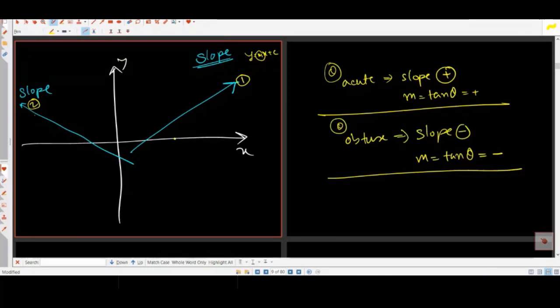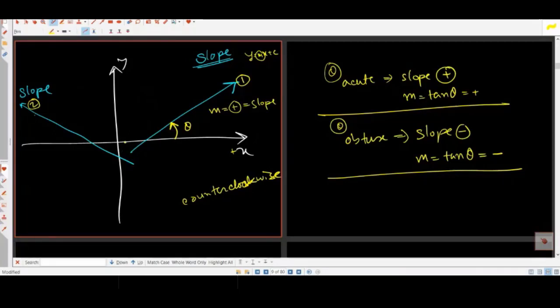So for the first line, let's draw an angle from the positive x-axis to the line. This is the positive x-axis. We are coming from the counterclockwise direction. So we can easily understand that the angle that we see here is less than 90 degrees but greater than 0 degrees. So obviously the slope of the first line will be positive. That means the value of m will be positive, or the slope will be positive for the first line.